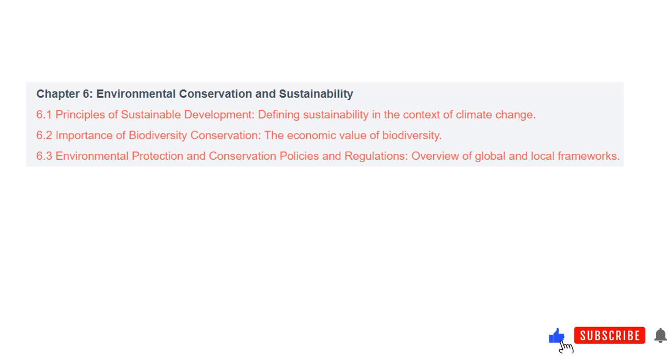So this is chapter 6, and in this chapter we will learn about environmental conservation and sustainability. This chapter is divided into three parts. The first part is: what are the principles of sustainable development in relation to climate change. The second is the importance of biodiversity conservation. And the third is environmental protection and conservation policies and regulations. We'll discuss one by one.